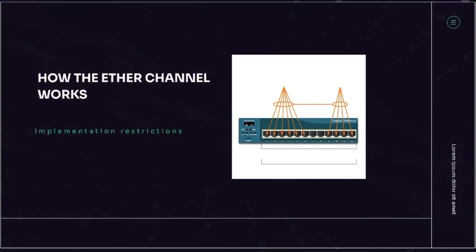Alright, how EtherChannel works. Implementation restrictions. In the illustration, the traffic for multiple physical links, 100 megabits or 1000 megabits, is aggregated at the access switch and must be forwarded to the distribution switch. To do traffic aggregation, there must be higher bandwidth links between the access and distribution switches.